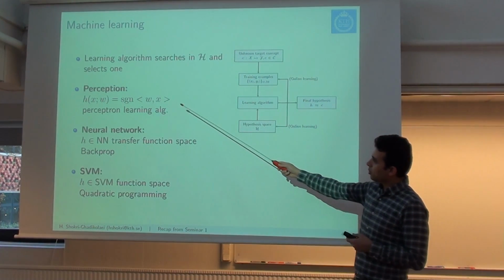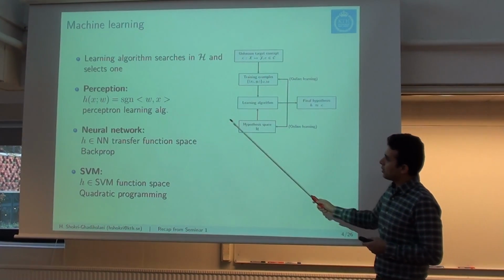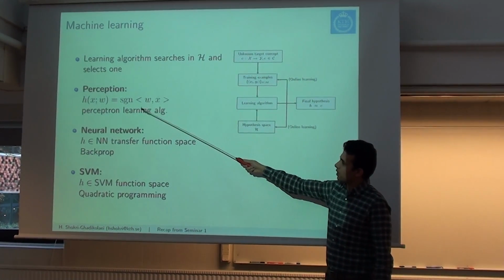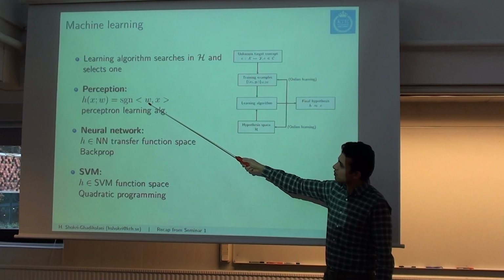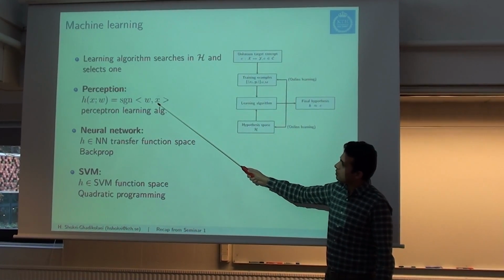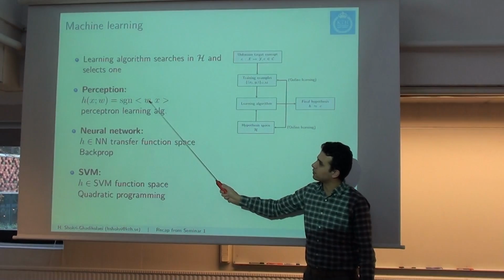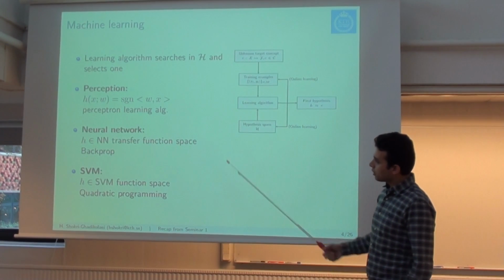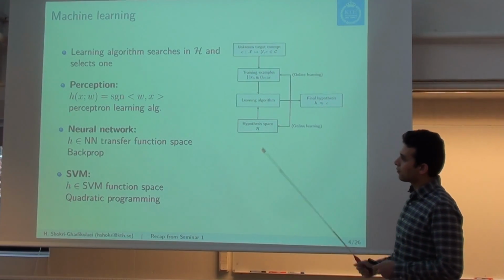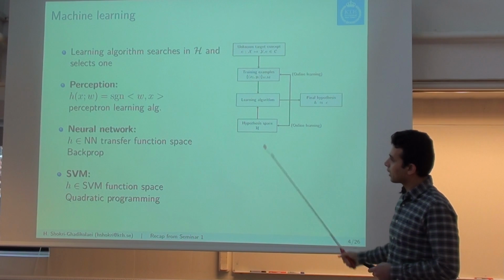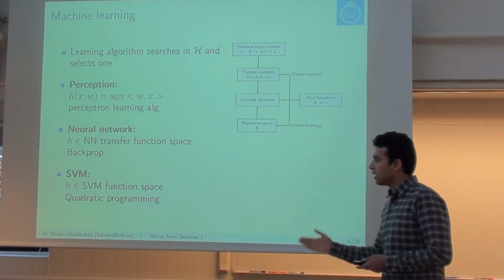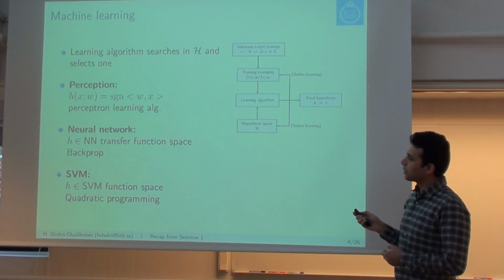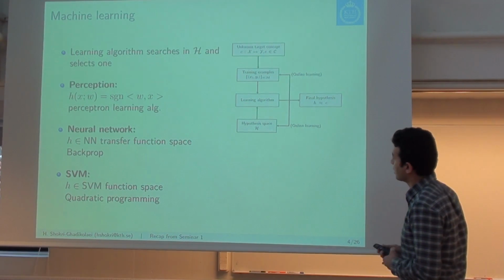For the perceptron model, for instance, the hypothesis space is the set of linear mappings. You have some weights that you want to find, and this is your input, and then you take the sign of this. The learning algorithm here is the perceptron learning algorithm. For a neural network, you have the function space of neural networks, and the learning algorithm is the backpropagation algorithm. For SVM, you have another function space, the SVM function space, and the learning algorithm is, for instance, quadratic programming.